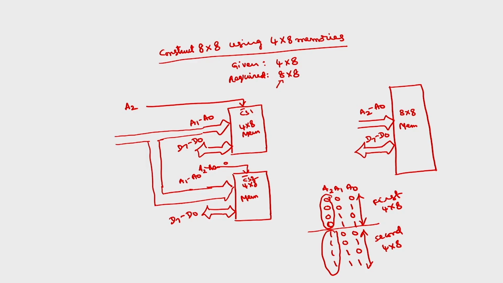So, like that we can extend the memories. Constructing this is called address expansion. We are expanding the address and we are fixing the data. In the next class we will discuss how to expand the data, and after that how to expand both simultaneously, address and data. That we will discuss in the next class.